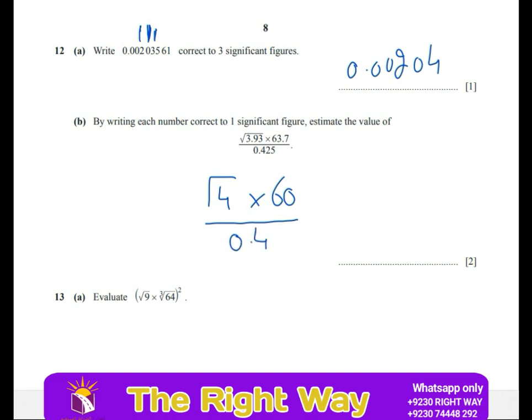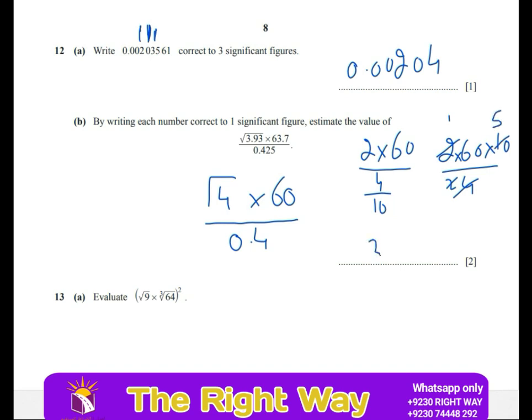So under root 4 is 2, multiplied by 60, divided by 4 by 10. When we remove the point, it will become 4 by 10, and it will be equal to 2 multiply 60 multiply 10 divided by 4. 2 ones are 2, 2 twos are 4, 2 fives are 10, and 60 into 5 will be equal to 300.